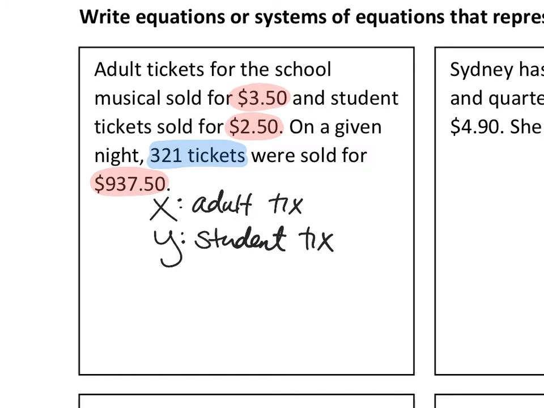What do you notice about the three things I've highlighted in red up there? They're money. Money gets to go together. So the $3.50 was what kind of ticket? What variable represents X? Very good. That's my adult ticket plus $2.50 student tickets, or Y, for a grand total of?